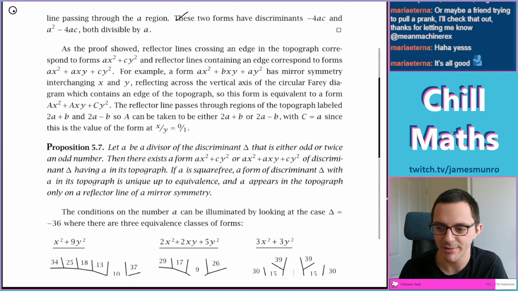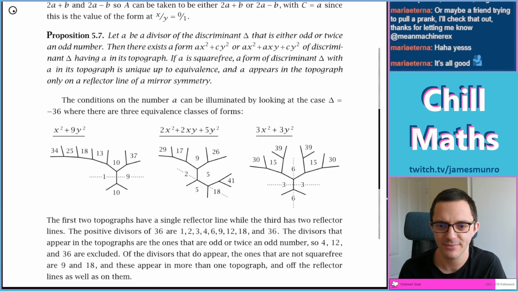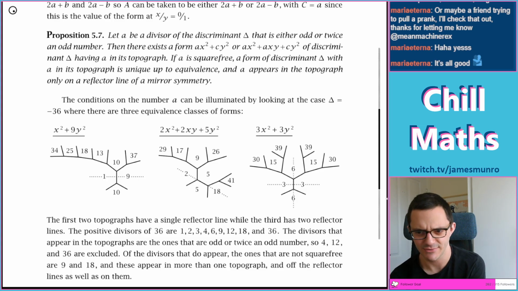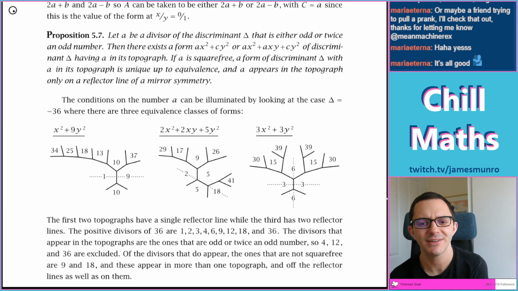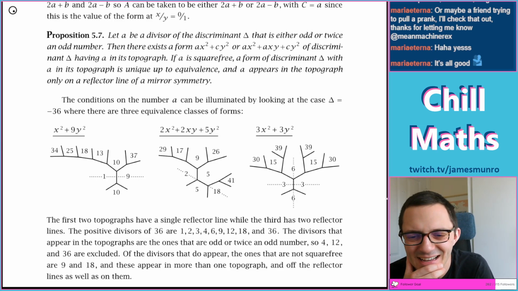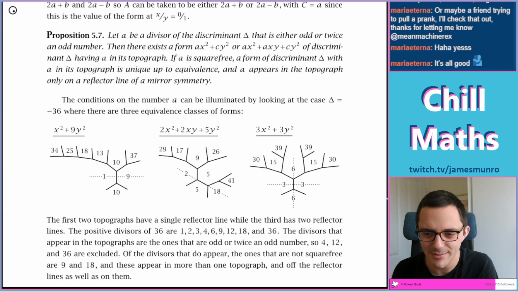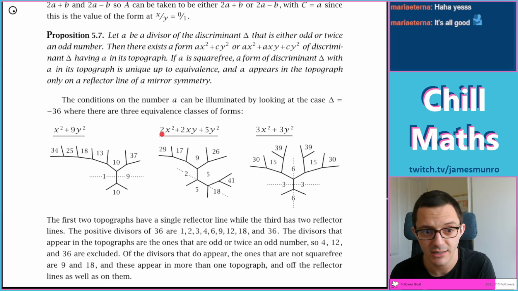Right, the conditions can be eliminated by looking at this case. There are 3 equivalence classes of forms. Here are some of them. x squared plus 9y squared, 2x squared plus 2xy plus 5y squared. So this one I see, and I'm supposed to think, ooh, these numbers are the same. Symmetry across an edge. Symmetry with a line that goes through an edge. So like this. But 2 values the same, 2 values the same next to each other.